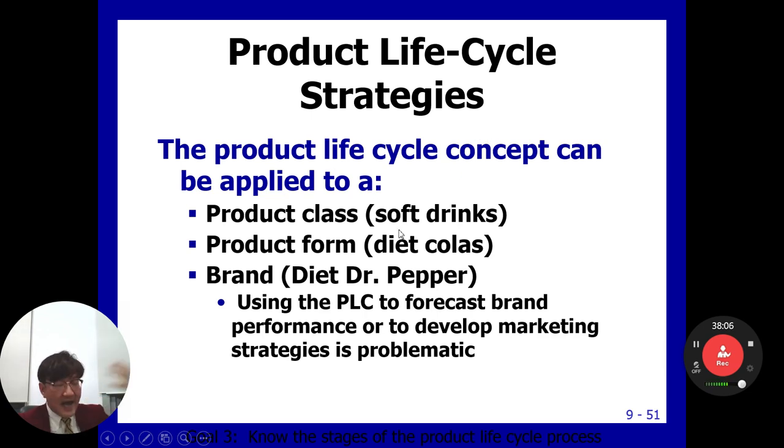The product life cycle concept can be applied to the product class, like a class in general, like a soft drink. Also, it can be applied to the product form, like a diet cola, or it can specifically apply to the brand, like a diet Dr. Pepper or something like that. The category, the product form, the brand, all of them can have their own product life cycle, right?